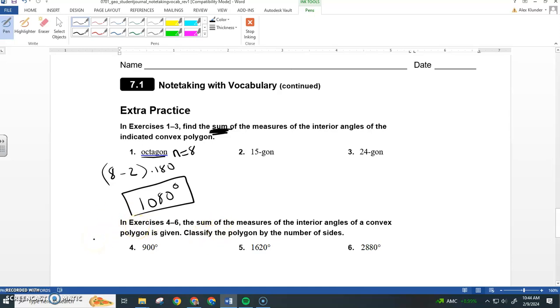So I just ask that if your substitute could pause the video real quick, let students work, try number 2 and number 3, and then go ahead and unpause. Okay, let's try it out.